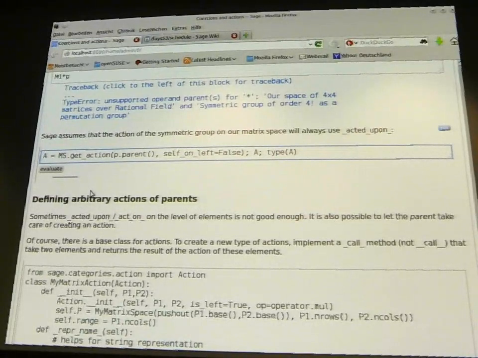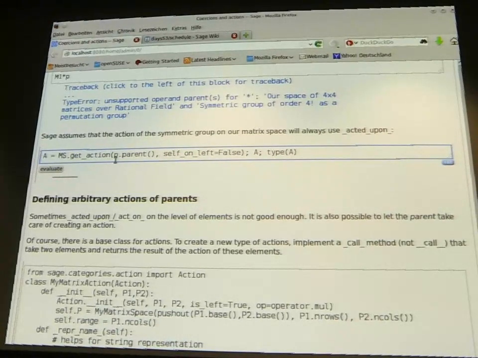Sage actually has a notion of an action. It is not the case that it would always try to look up whether there is this acted upon method, which takes time; looking up a method takes time. Instead, it would say, okay, acted upon did work once, so we assume it will always work. And here's another method, get action, that is implemented for all parents.